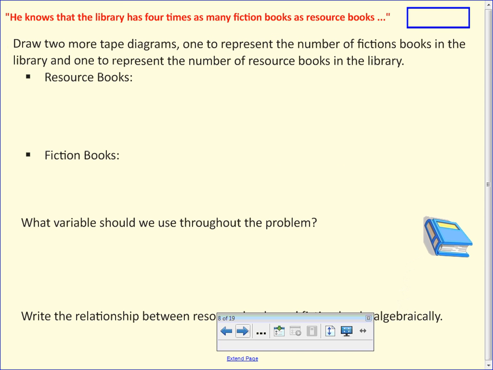Now, he knows that the library has 4 times as many fiction books as resource books. What do we need to know in order to solve that? Where do I have to start? What do I have to know first? Resource books. The number of resource books. So let's draw a tape diagram. There, that's how many resource books I have. I have 4 times as many fiction books, so let's draw a tape diagram for how many fiction books. I'm going to take my resource books; I have 4 times as many.